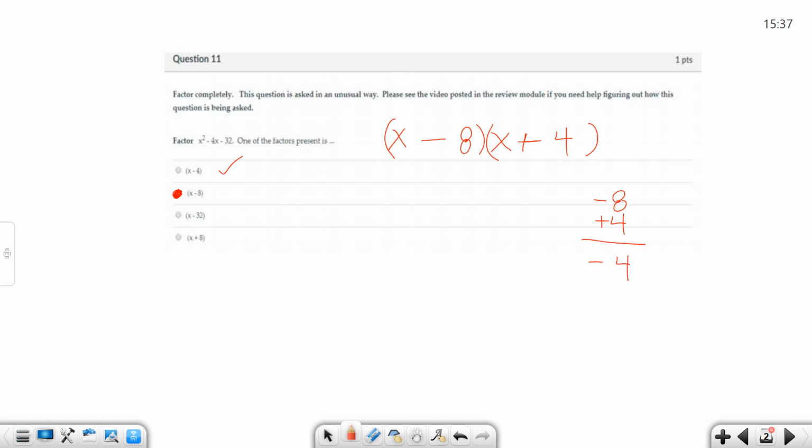This first one right here is x minus 4. x minus 4 is not one of the factors. This one, of course, is x minus 32. That's not one of the factors either. And this one is x plus 8. That's not one of the factors either. So only one correct factor will be in the list. In this particular problem, it's just the x minus 8.